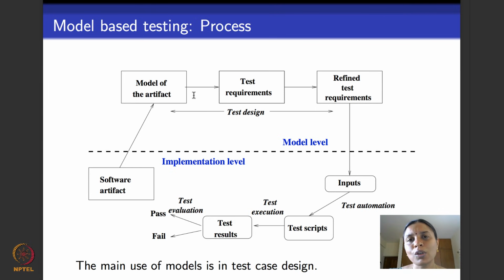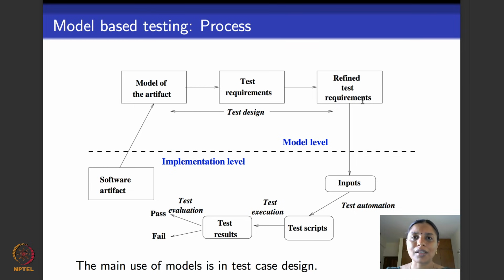But what we will focus on today, in this particular slide, is the use of the model when it comes to designing test cases. So I take this model of the artifact, and then I also have a set of test requirements that have been given to me. Test requirements could say something like, there are some highly critical requirements, so please design test cases to exhaustively test for all the requirements. Test requirements could also say, cover this particular fragment of the model or a piece of code. So I take these test requirements and refine them with reference to the model that I have in mind.